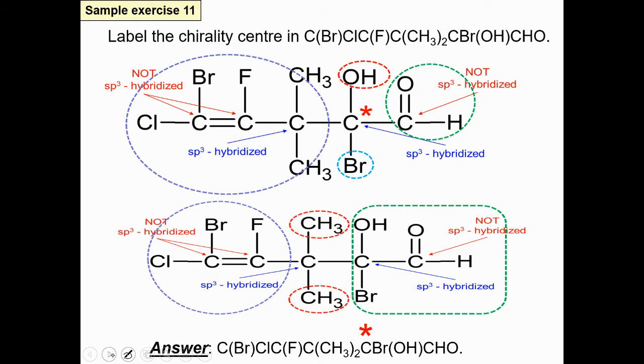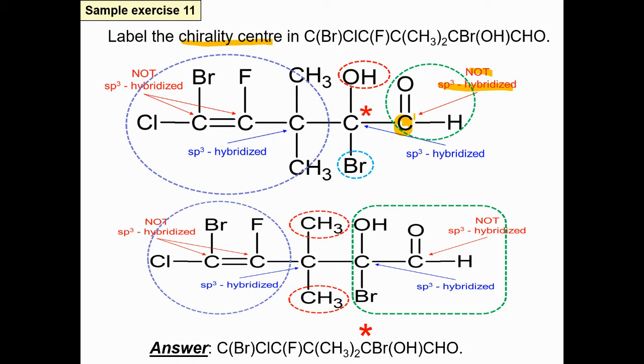Identify chirality centers and enantiomers. Okay, now let us look at how to identify the enantiomers. Sorry, identify the chirality center. Okay, let's say you are given a compound, the condensed formula, then you draw the expanded structure or expanded plus condensed. Okay, then the first one that you can eliminate is those that are not sp3 hybridized.